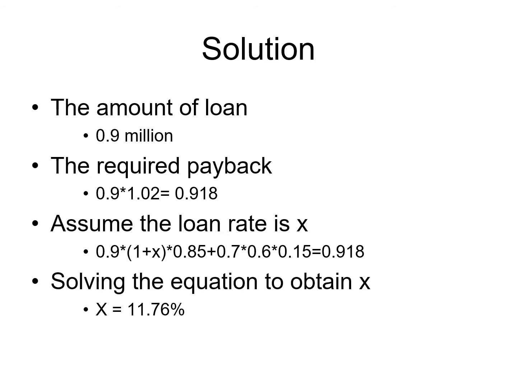Assume the loan rate is x. Then 0.9 times 1 plus x times 85% probability plus 0.7 times 60%, which is the salvage ratio, times 15% probability. It is equal to 0.918. Solving the equation, we can get x to be 11.76%.